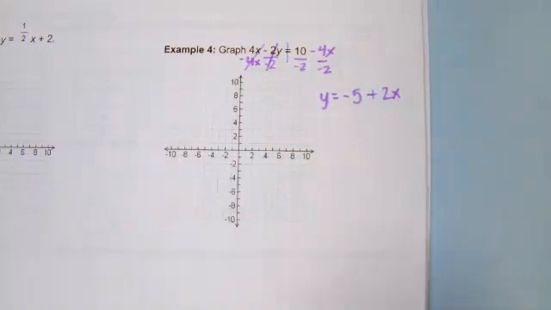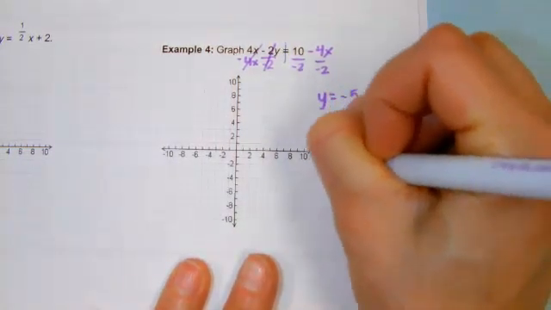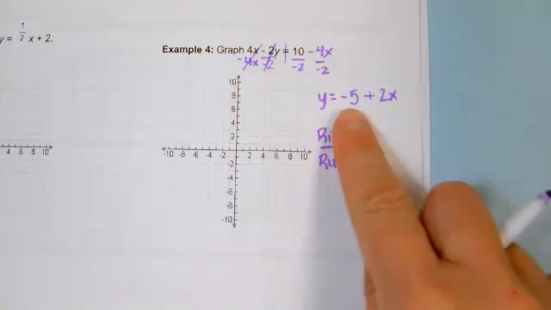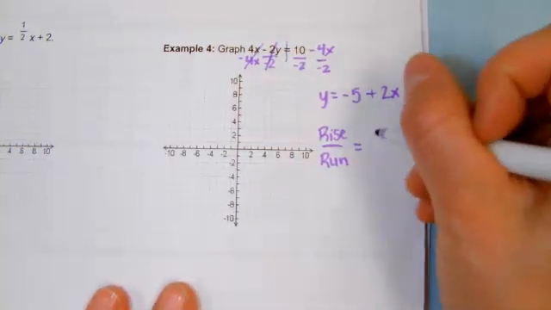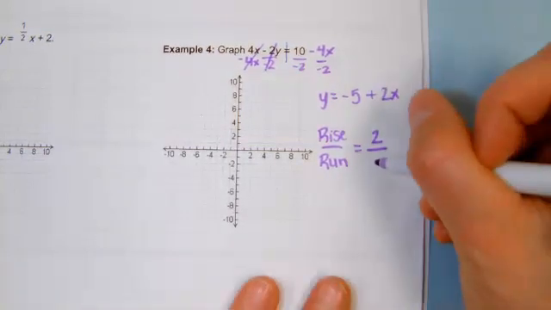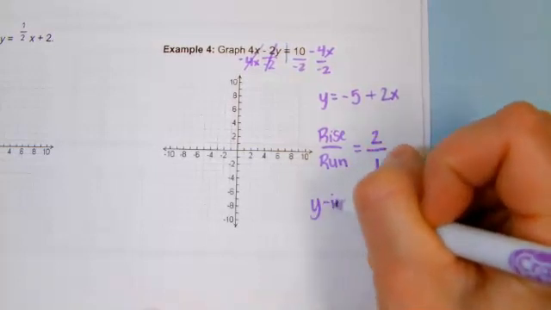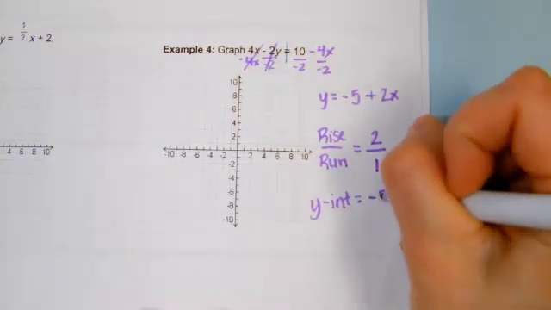We can do exactly as we did yesterday. We start with rise over run. Which number is going to be my slope? The negative 5 or the 2? The 2. Is that the rise or the run? The rise. No run, so what do we put in? A 1. Good. So now we do the y-intercept. What does that have to be? Negative 5. Good.